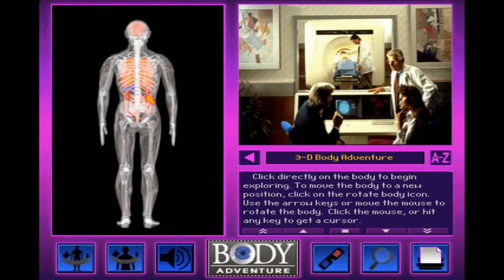Click directly on the body to begin exploring. To move the body to a new position, click on the rotate body icon. Use the arrow keys or move the mouse to rotate the body. Click the mouse or hit any key to get a cursor.